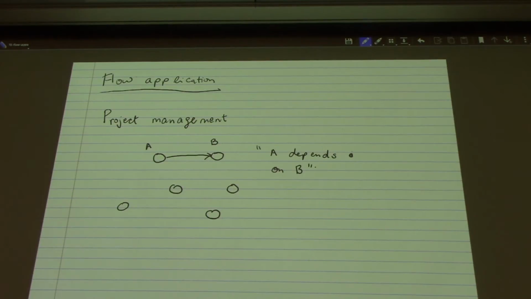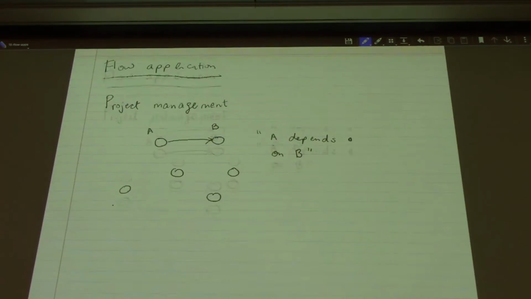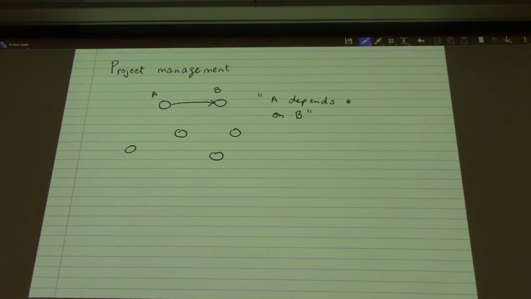Jobs have profit. So this job here has a profit. So let's say the profit is equal to 5. So if you do it, you get 5 points.